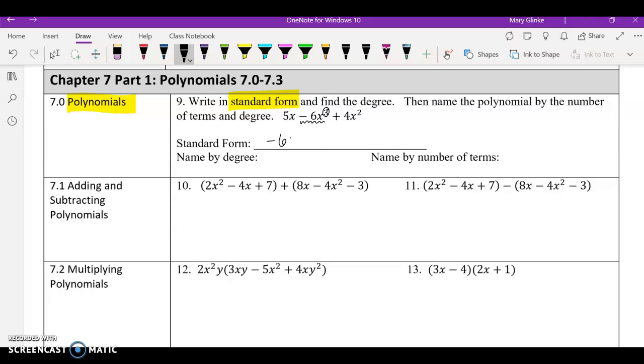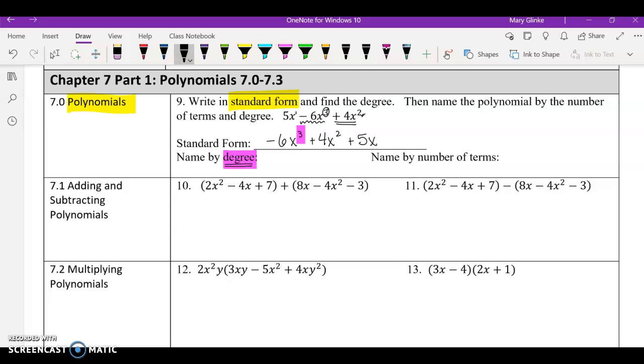So the negative 6x to the third would come first. The next highest exponent would be the 4x squared because your exponent there is 2. And then the lowest exponent we see would be an exponent of 1 because 5x has an exponent of 1 there. So naming it by degree means you're going to find the highest degree in the polynomial, and you have to remember what something that is raised to the third power is called.